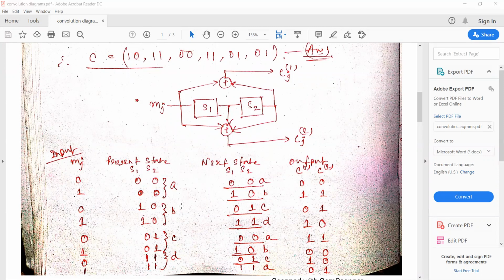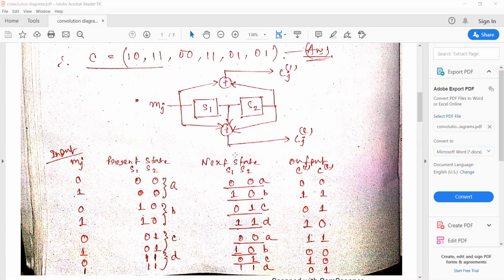I'm just repeating it. So there is S1 and S2, two delays. So the number of the possible states will be 2 to the power k, where k is the number of the delays. So it will be 4. I've just written these 4 states as A, B, C, D. And for each state, I'm considering input as 0. So consider the present state as 0, 0, when S1, S2 is at 0, 0. This is the reset mode. I'm considering the message as 0.